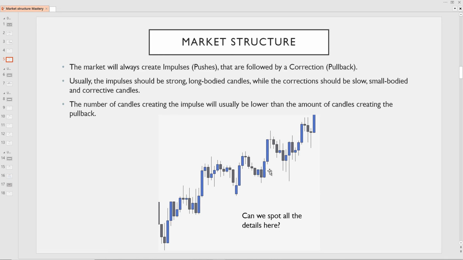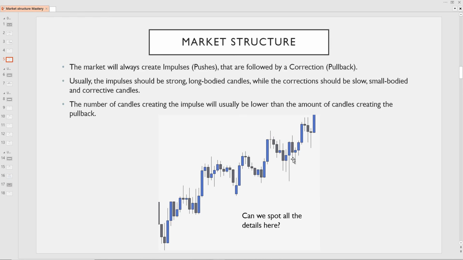And again, you can see how clear the blue candles are, the impulse, and then how small the black candles are. Second tick. The number of candles creating an impulse will usually be lower, and we already had a look at that. 2 candles of push, pullback. 3 candles of push, 6 candles of pullback, 2 candles of push. Again, the same, a much bigger amount for a pullback.